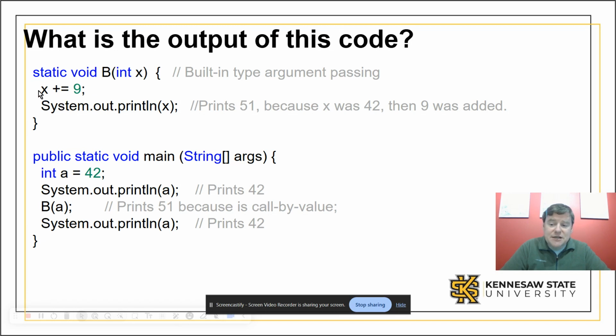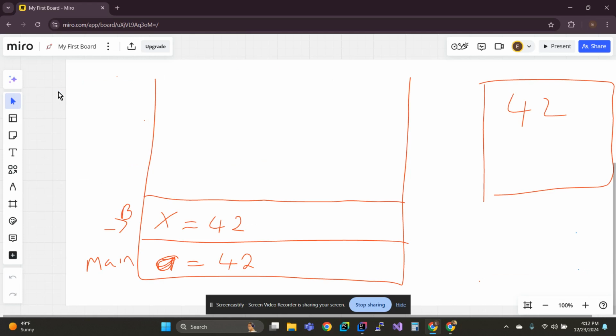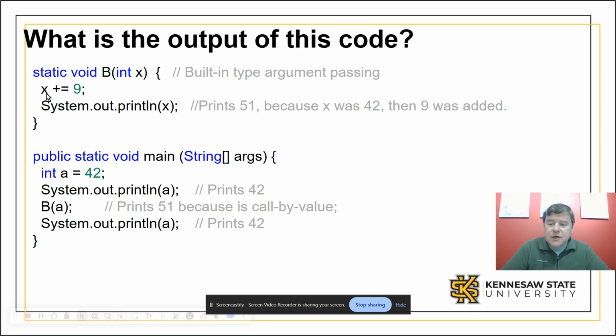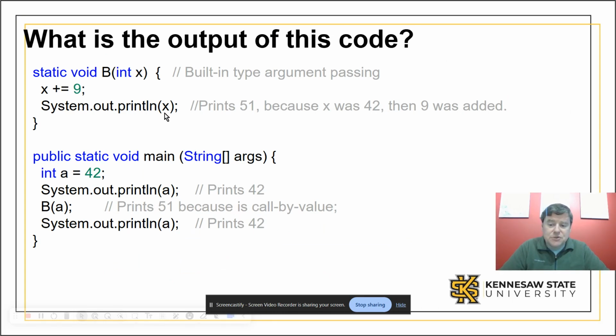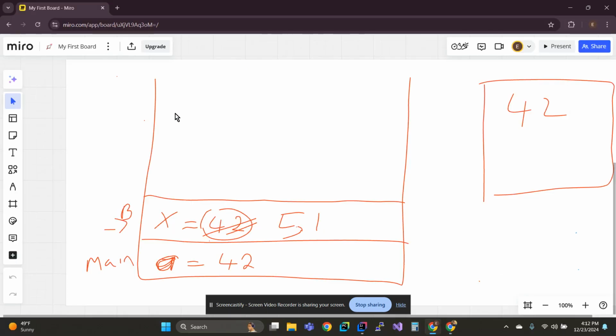In b, it tells us to add 9 to the value of x. Well, this is our value of x currently, it's 42, and when we add 9 to it, that's no longer going to be 42, it's going to be 51, because 42 and 9 is 51. So our x is now equal to 51. Then we print out x, and this indeed is going to print out 51 on the screen.